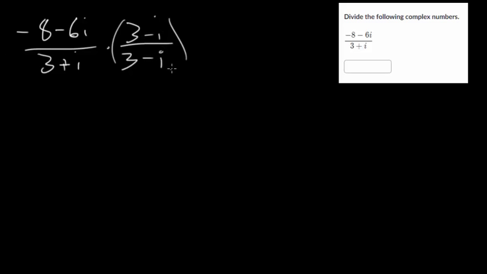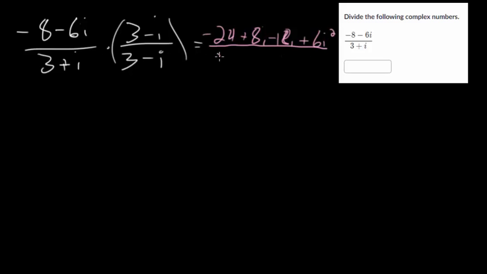And you can always tell you're multiplying by the right number because your denominator will end up being a real number rather than a complex number. So if you're doing this right, your denominator should not have any i's left after performing the operations. So let's do the top first. Let me redraw that. So we've got minus 8 times 3, that's minus 24. And minus 8 times minus i, so plus 8i. Minus 6i times 3, minus 18i. And minus 6i times minus i would just be plus 6i squared.